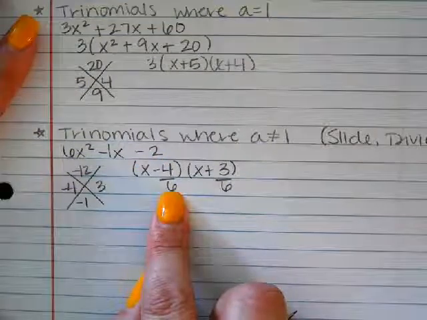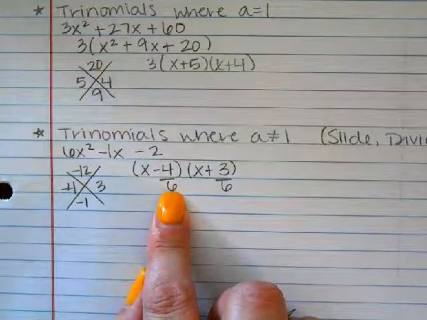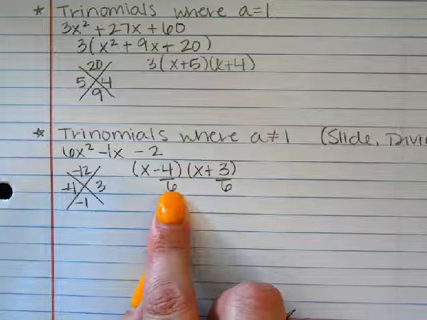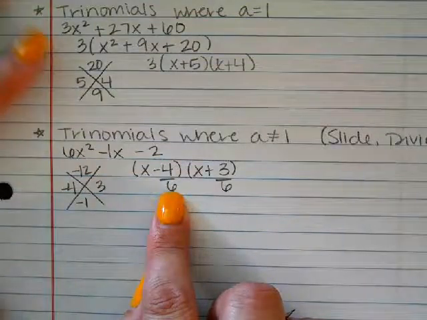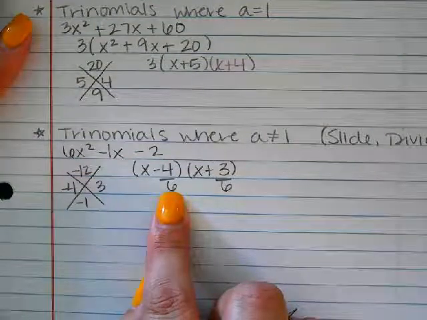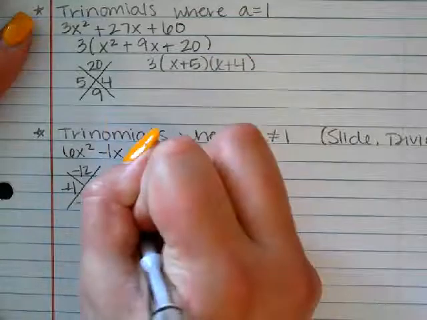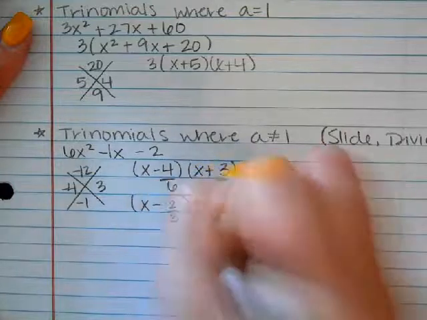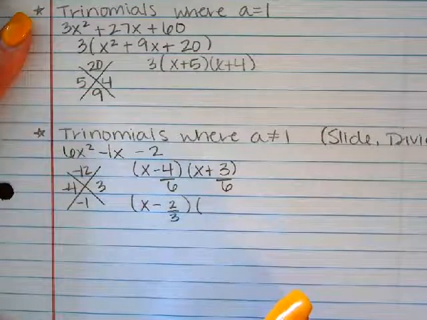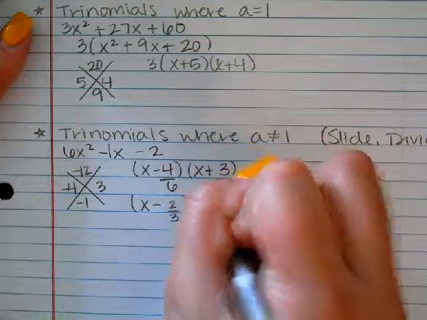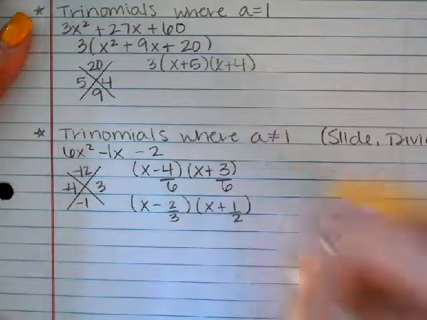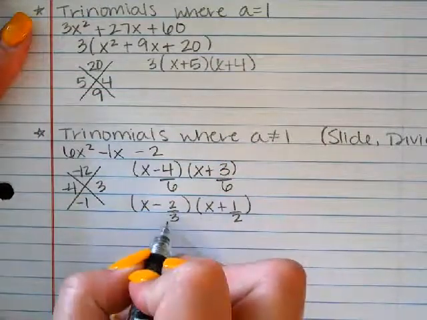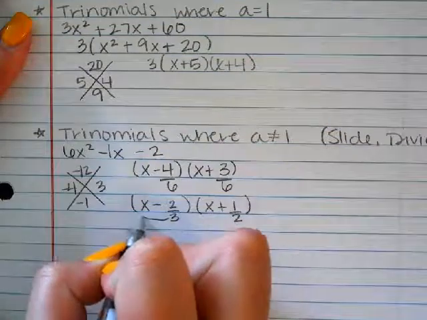Now, anytime you have fractions like this that can be simplified, you have to simplify them. So 4 over 6 can simplify to what? 2 over 3. So we're going to write x minus 2 over 3. 3 over 6 can simplify to what? 1/2. And then after this, we go bottoms up. So the bottom moves up to the front.